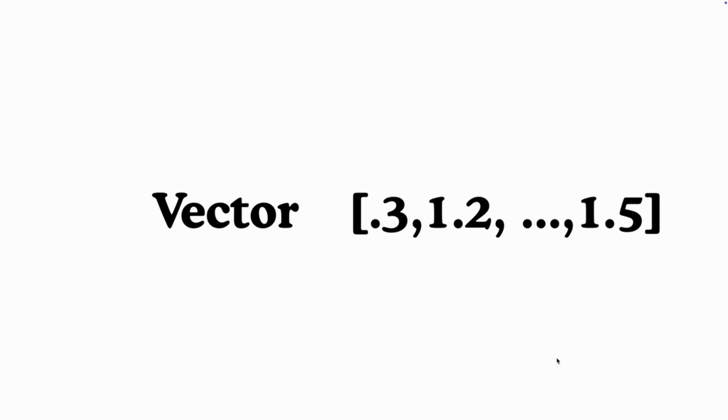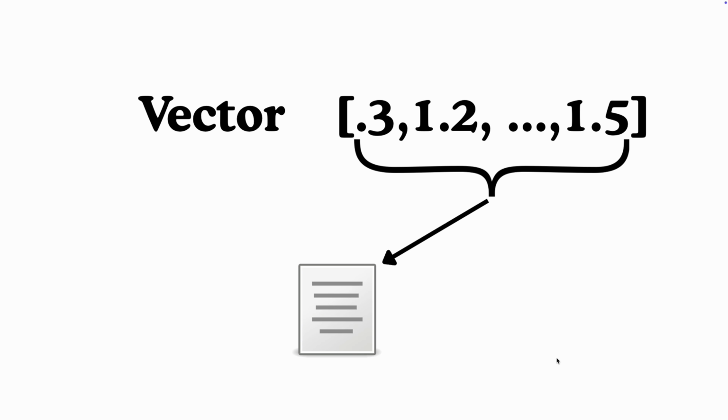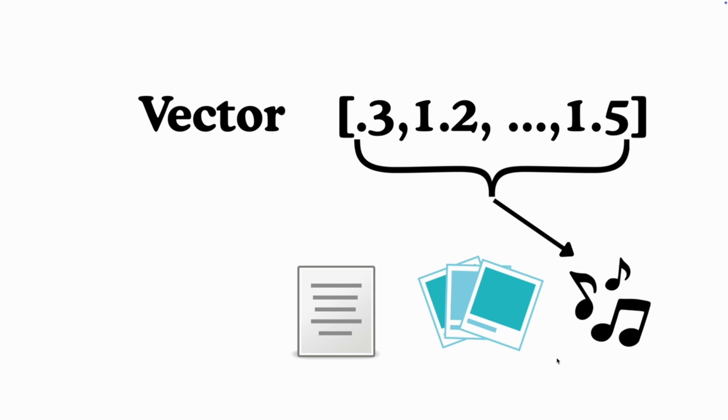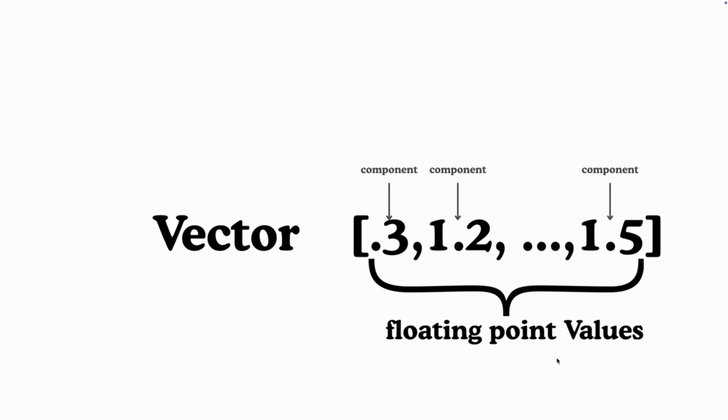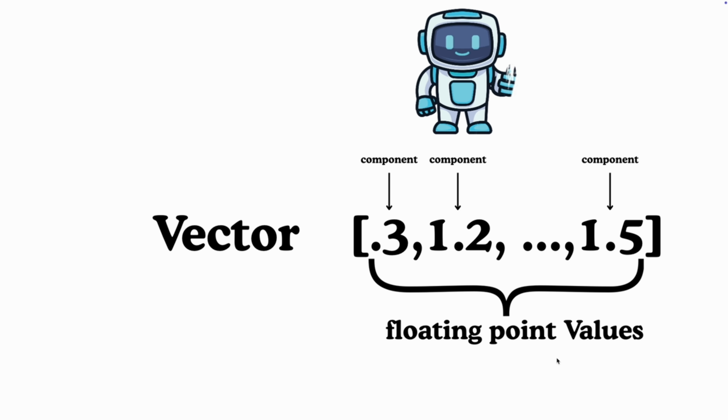But what is a vector? A vector is a mathematical representation of data. That data could be text, an image, or even music. Think of a vector as a list of floating point values. Each number represents one component, and each component captures some meaning of the data. And when you put them all together, they capture how the model understands that piece of data.